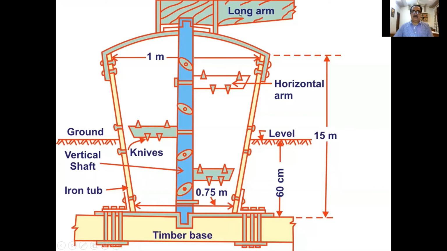So we have a long arm over here and it has blades, knives in between. Clay is poured in this particular pug mill, water is added, and it is revolved around this pivot in a circular motion, and this pug mill gives the proper consistency and proper plasticity to the clay.